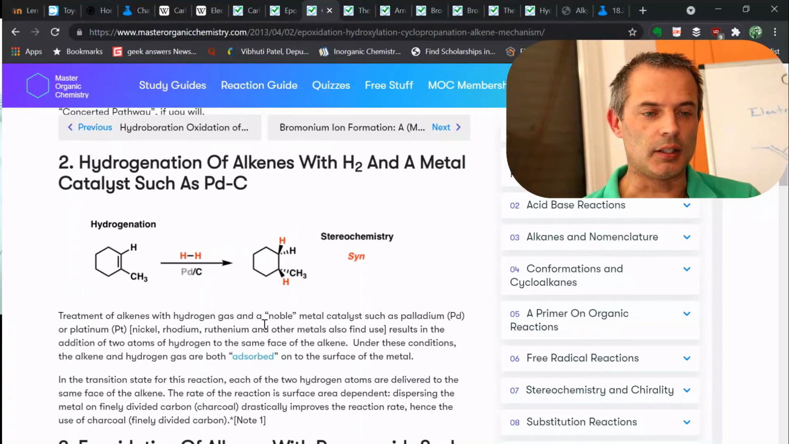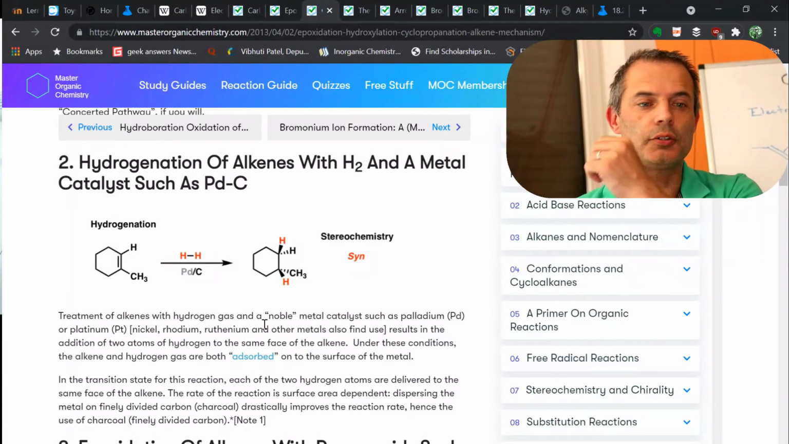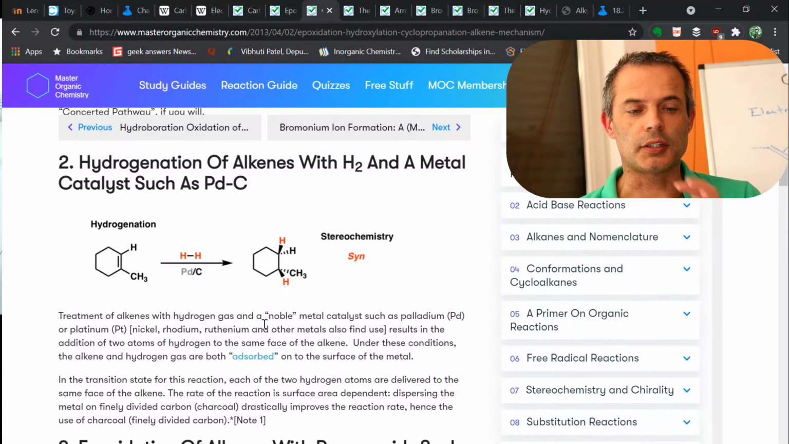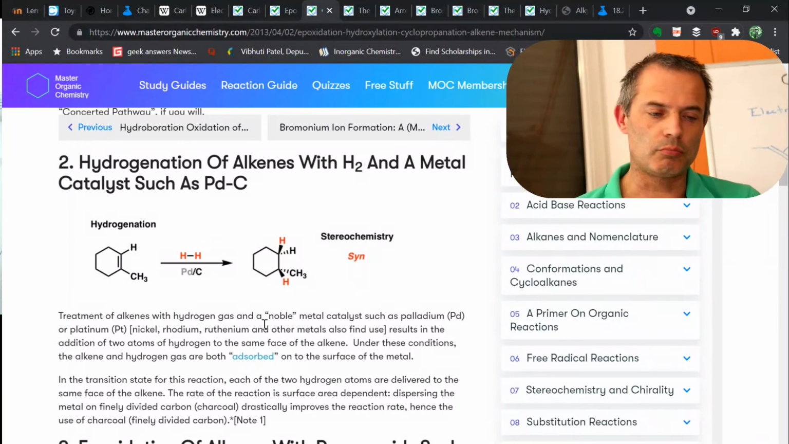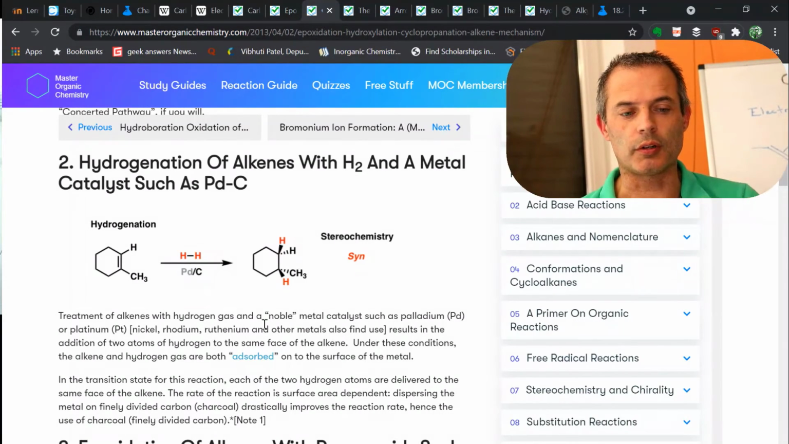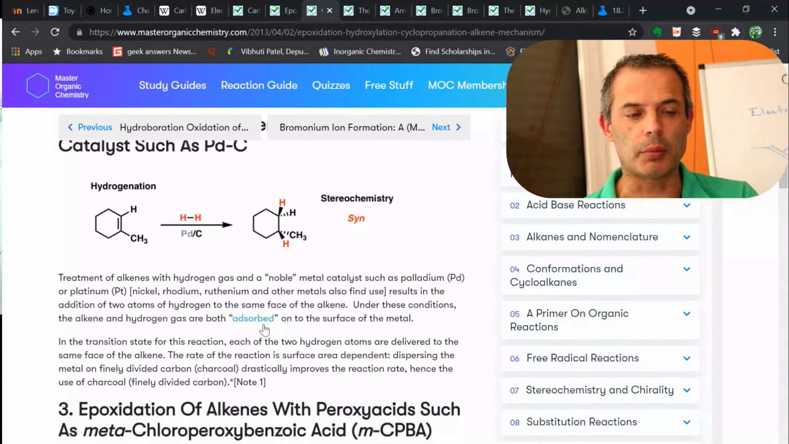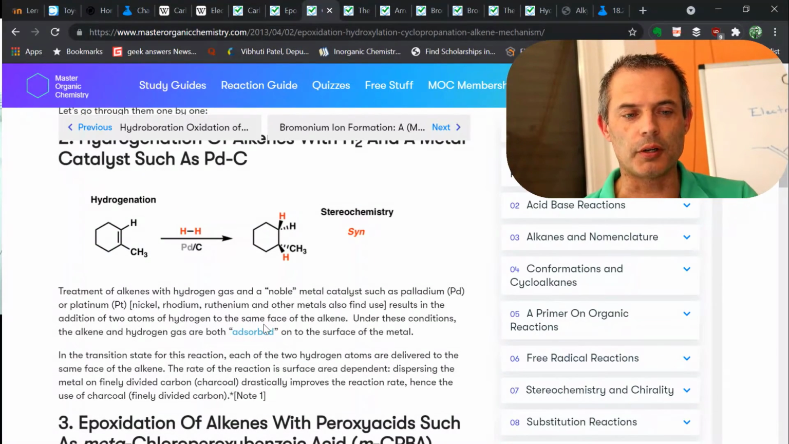In the addition of hydrogen across an alkene, we're adding a hydrogen that's attached to the metal onto the alkene at pretty much the same time. So they're added from one face. And it's obviously got to be quick enough that the molecule can't flip over in that time.